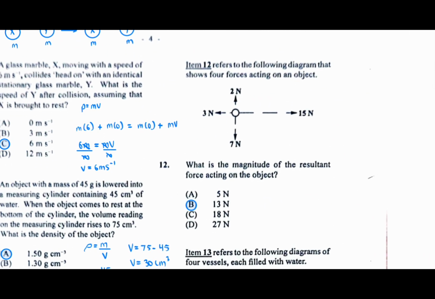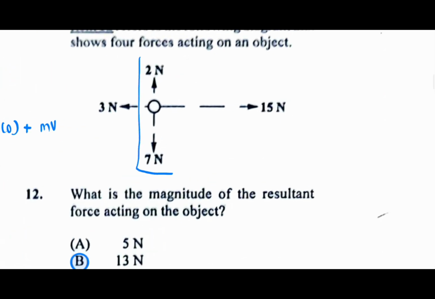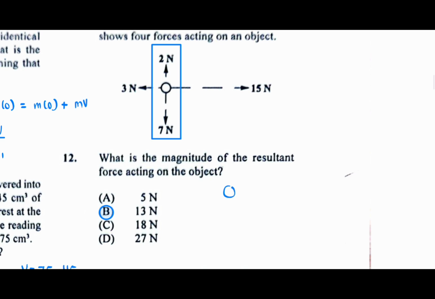Question 12. What is the magnitude of the resultant force acting on the object? So with these kind of questions, I would like you to consider the vertical components first and then the horizontal components, but you're looking at them separately. So let's consider the vertical forces first. If I have a force of 2 newtons acting upwards and 7 newtons acting downwards, that would mean that my resultant force would be a downwards force that's acting 5 newtons downwards.